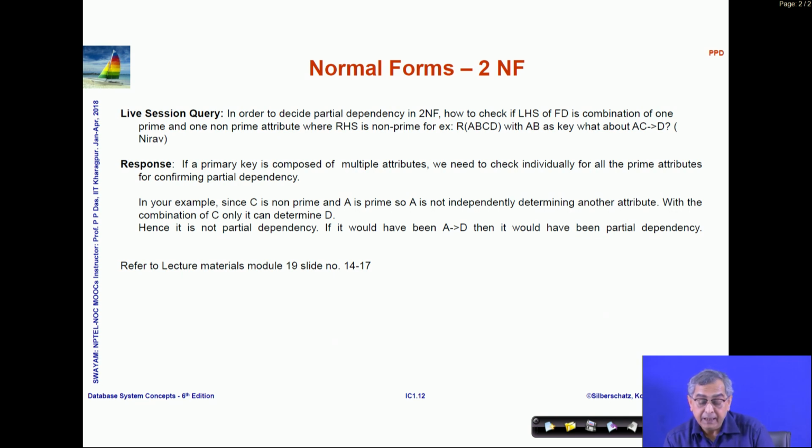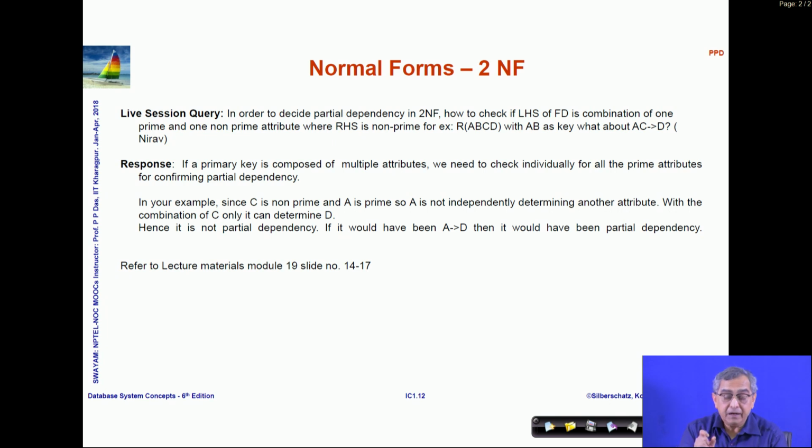Okay. Now, A, B is the key, so A is prime, I know, C is not a part of A, B, so C is non-prime, right. So, we know C is non-prime and A is prime. So, A is not independently determining the other attribute D. It can do that only in combination with C, only then it can do that. So, it is not a partial dependency. There is no partiality in this, it needs additional information in terms of C to be able to determine D.